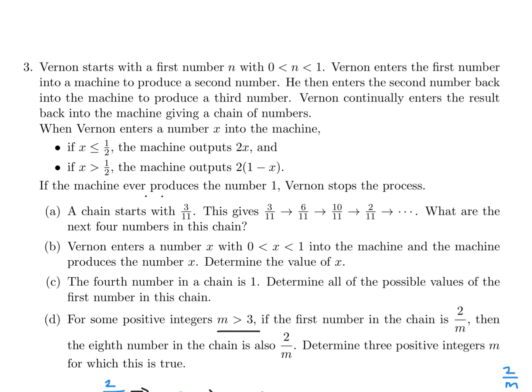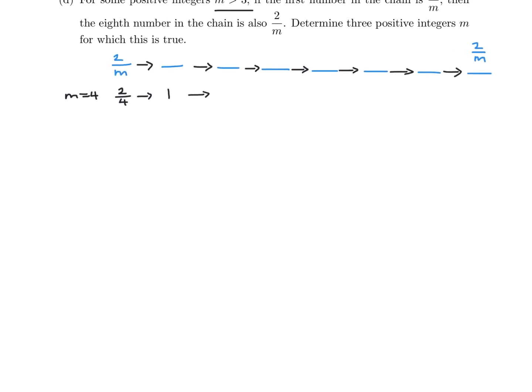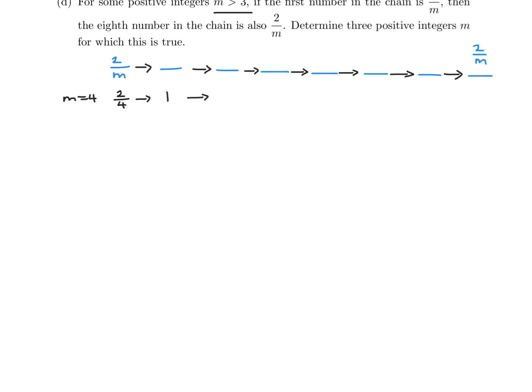Yeah, if the machine ever produces the 1, Vernon stops the process. Okay, so I guess we just stop. So for 4, when m equals 4, we never get it. We never even get beyond the second one.